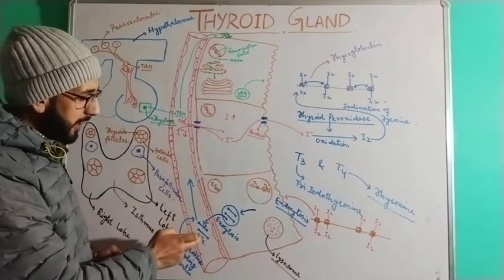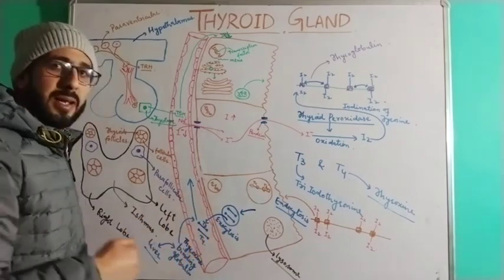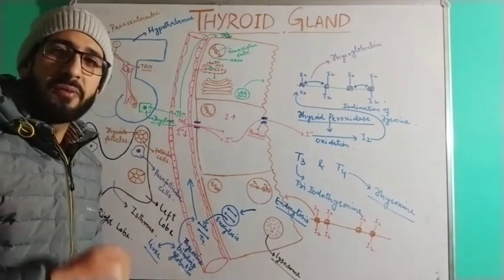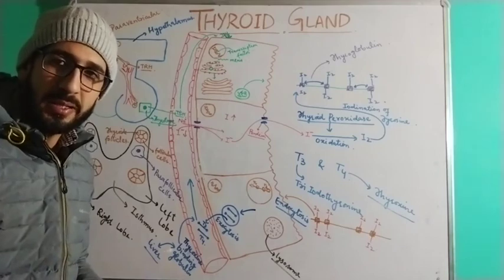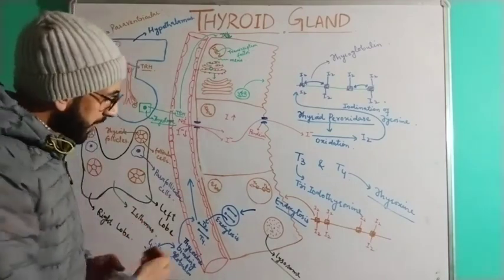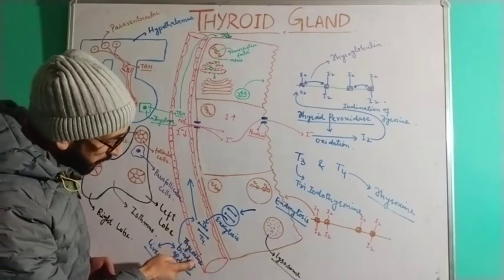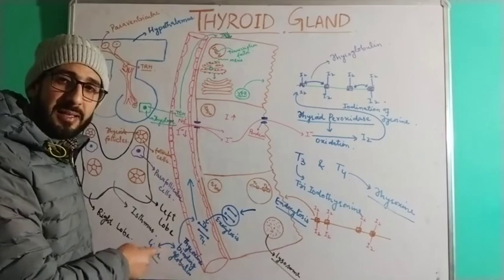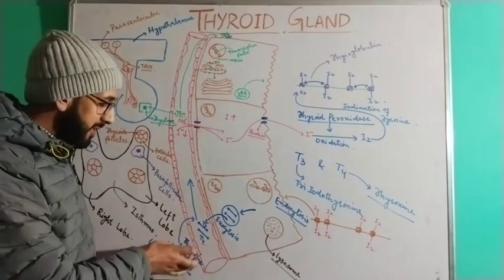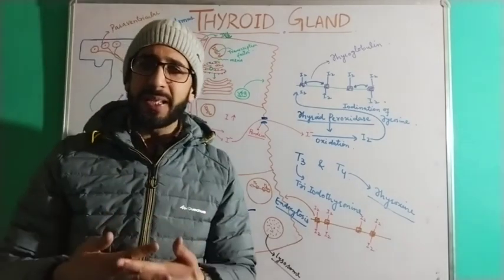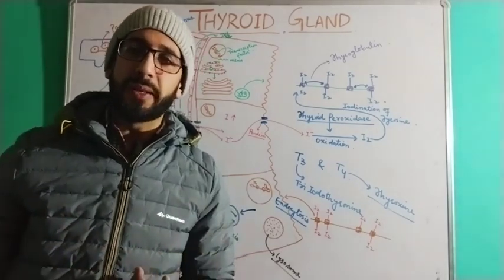And then in the blood there is a special transporter protein for these T3 and T4, which helps them circulate in the blood to different target tissues, and that protein is called thyroxine binding globulin, which is secreted by our liver, and it is this thyroxine binding globulin which takes these T3 and T4 to different target tissues.